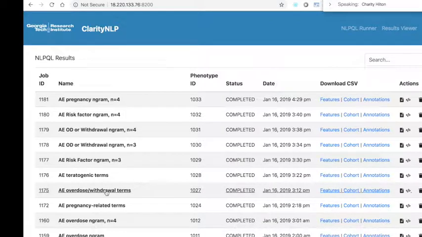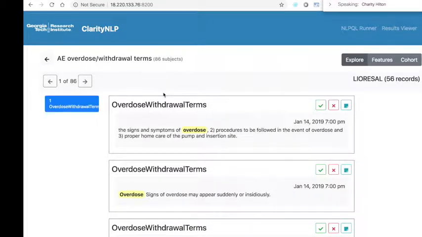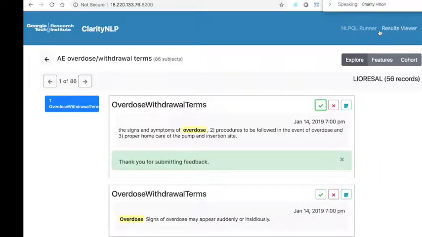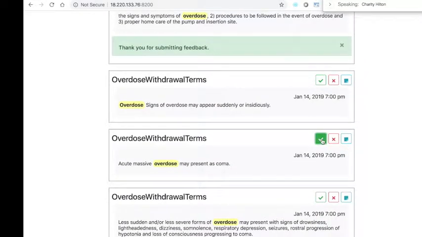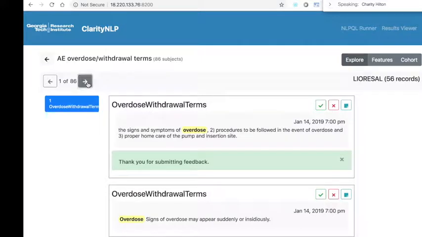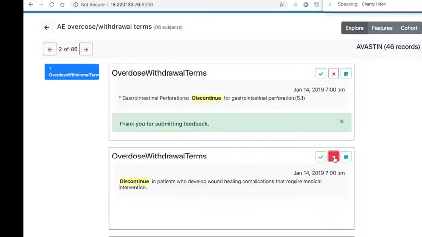In this case, I can look at my overdose and withdrawal terms because that's where we saw some problems. This one looks right. Would you guys agree? Signs and symptoms of overdose. So we can click it, and it gives us the feedback. You can go through all these and say, yeah, this looks right. Maybe we can find some that are false. Yeah, we definitely don't agree with that. These are wrong.